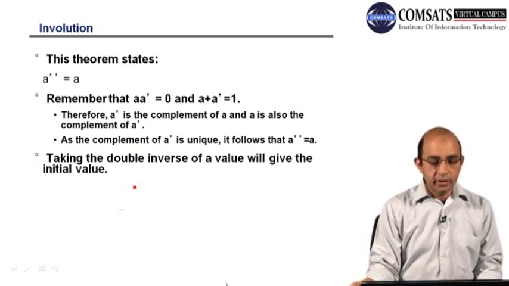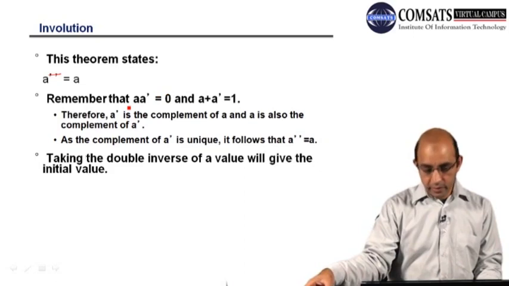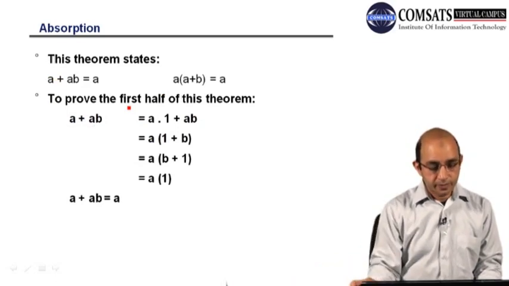So this is the involution property, right? Whenever you have a double complement, it will cancel out and you will get the original A, right? So this is the involution property, right? So this is absorption.